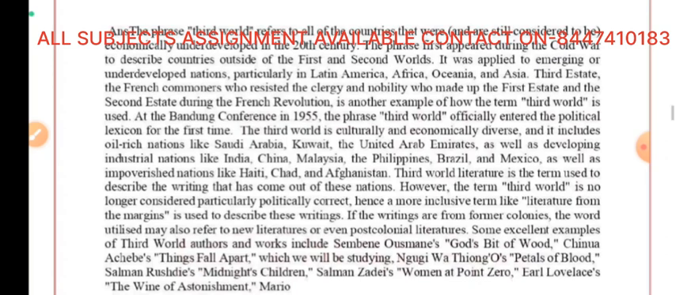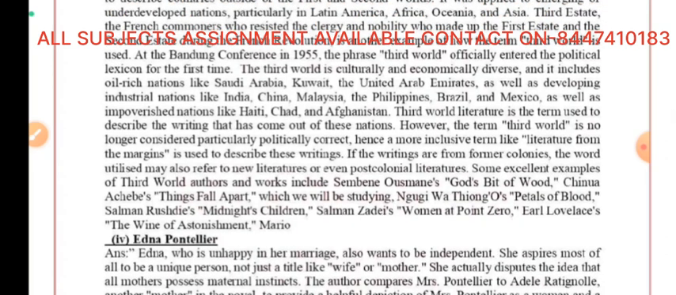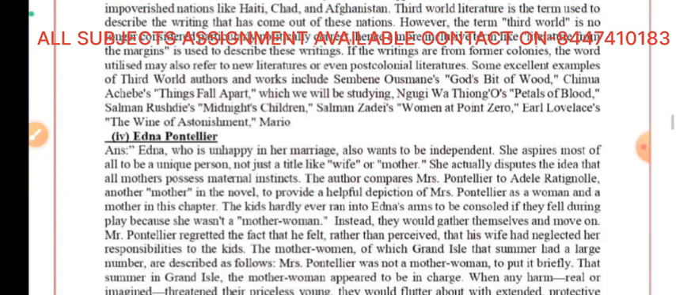Some excellent examples of third world authors and works include Sembene Ousmane's God's Bits of Wood, Chinua Achebe's Things Fall Apart, which we will be studying, Ngugi wa Thiong'o's Petals of Blood, Salman Rushdie's Midnight's Children, Nawal El Saadawi's Woman at Point Zero, Earl Lovelace's The Wine of Astonishment, Mario.